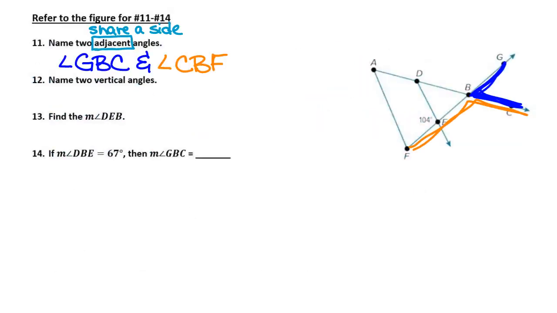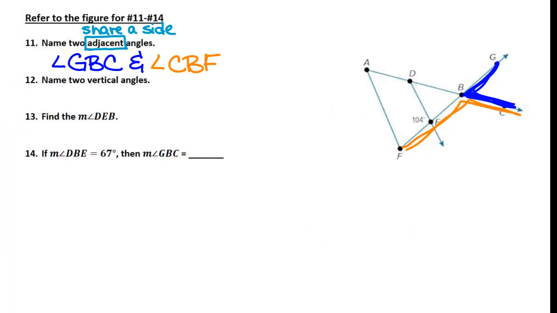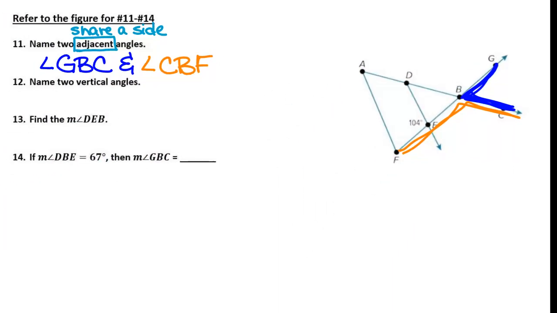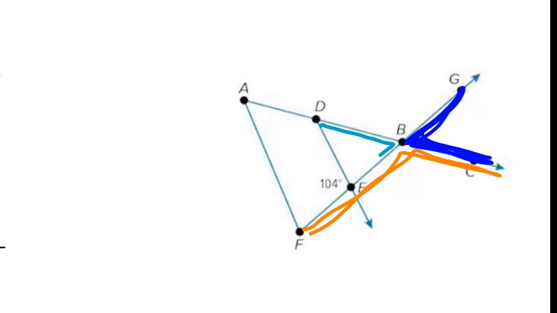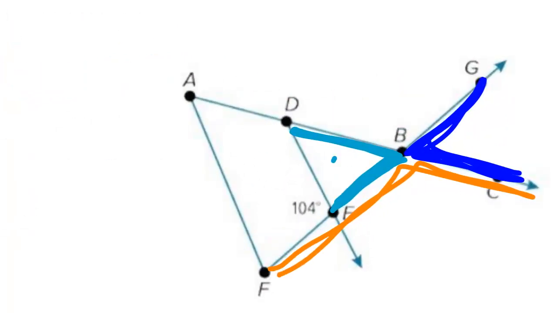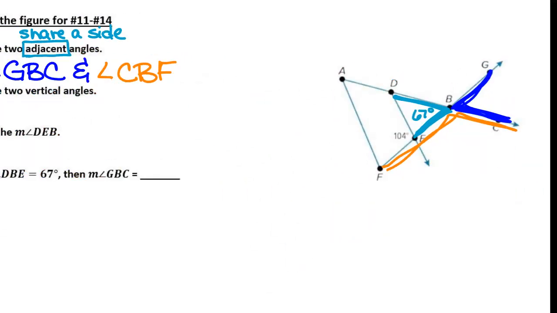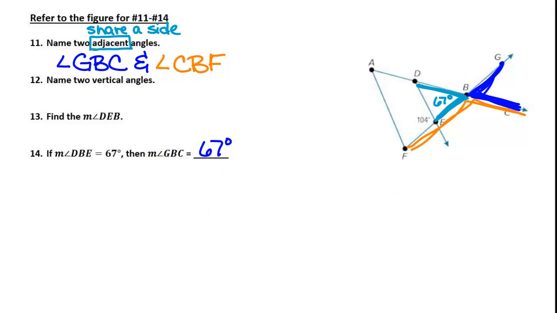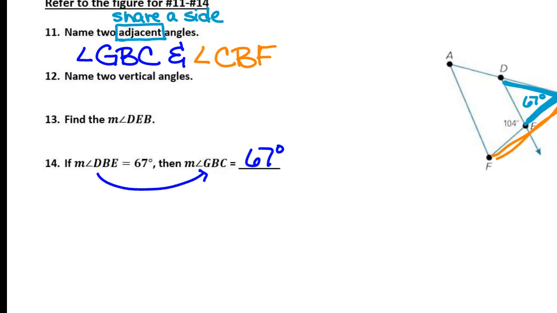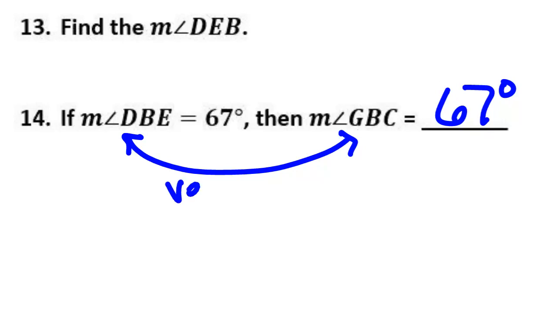All right, 14. If the measure of angle DBE, this angle right here, is 67 degrees, then GBC, which is what I have marked here in dark blue, will also be 67 degrees. Why? Yes, these two angles are vertical angles, and vertical angles are always the same size. Always.